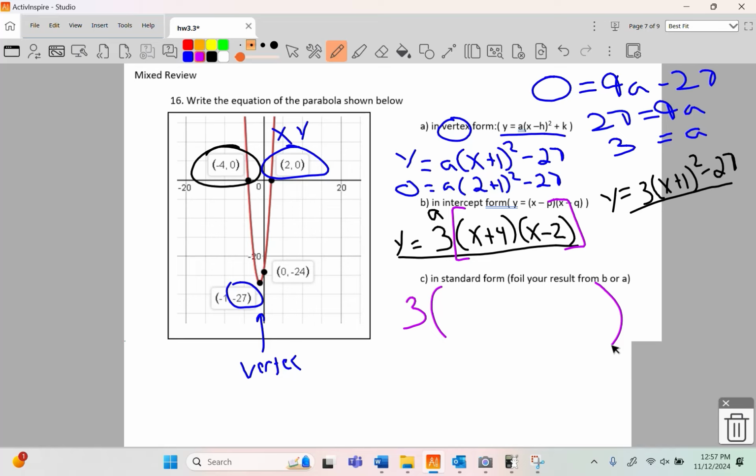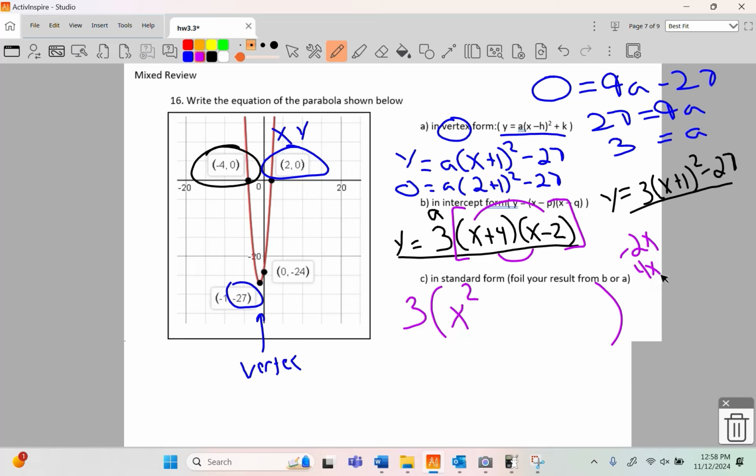What is x plus 4 times x minus 2? What's your x times your x? Squared, it always has been, always will be. What's the outside mean? And here's your times x, what's it mean? It's negative 2x. What's the inside mean? 4x.